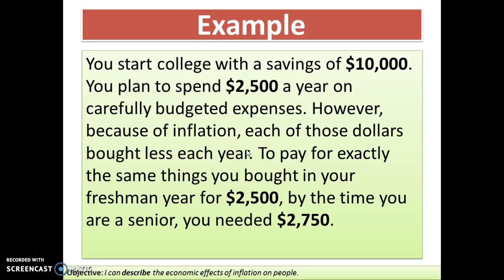So to pay for exactly the same thing you bought your freshman year for $2,500, by the time you're a senior, you now need $2,750. So therefore, this $10,000 decreased in value over those 4 years because of the rising cost of goods and services. So as you're planning for the future, you need to consider the cost of inflation as well.